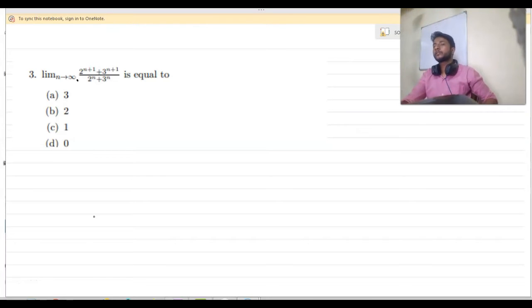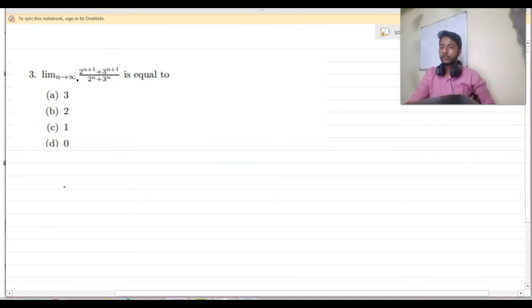Let's solve the next question. It is a very easy question. Here we have to find out the limit as n tends to infinity of (2^(n+1) + 3^(n+1)) / (2^n + 3^n). Okay, let us start the solution.